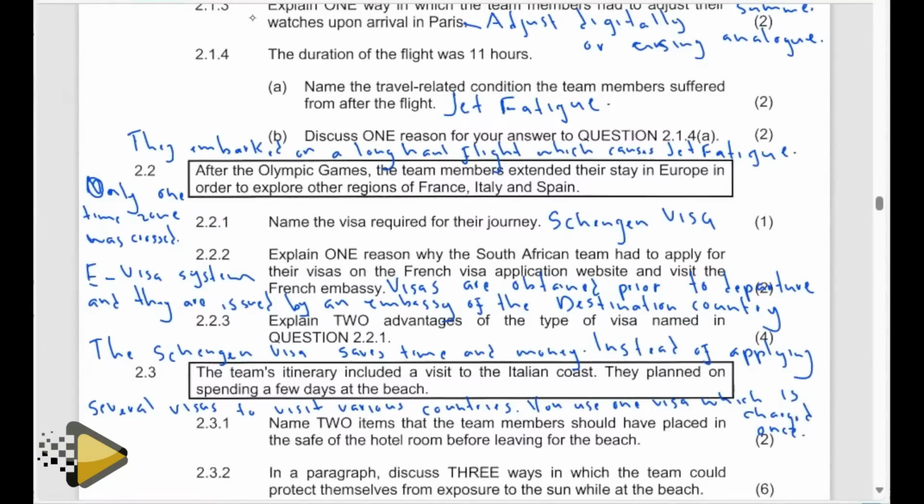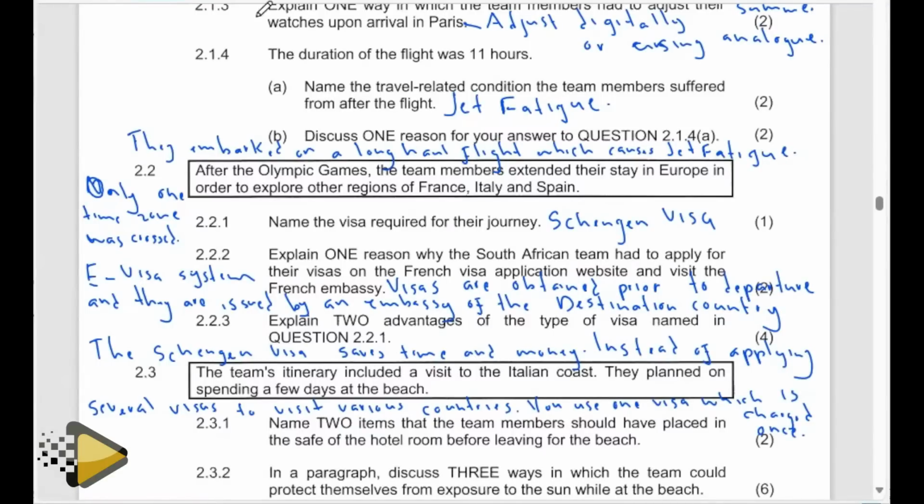In other words, if there was no change in visa, they were supposed to pay visa application fees for France, for Italy, and for Spain. But simply because these countries have come to an agreement whereby you can visit all these countries using one visa, you are saving money on the visa application fee. Then you're also saving processing time for the various visas. So that is the advantage of using a Schengen visa. It saves time. It also saves money. Then one visa allows you access to 25 European countries.